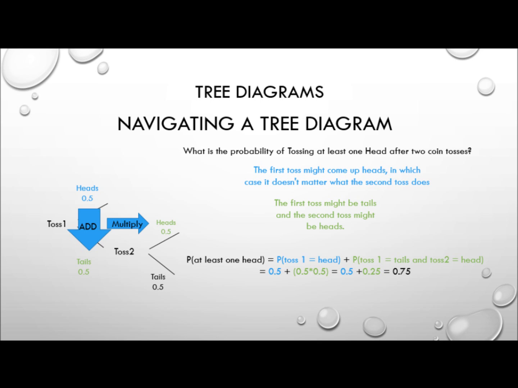Now, of course, the first toss might come up tails, and then the second toss might be heads, in which case we have to consider the second toss. So the probability of at least one head is equal to the probability that toss 1 is equal to a head, plus the probability that toss 1 is equal to tails and toss 2 is equal to heads, which is equal to 0.5 plus 0.5 times 0.5, which is equal to 0.5 plus 0.25, or 0.75.